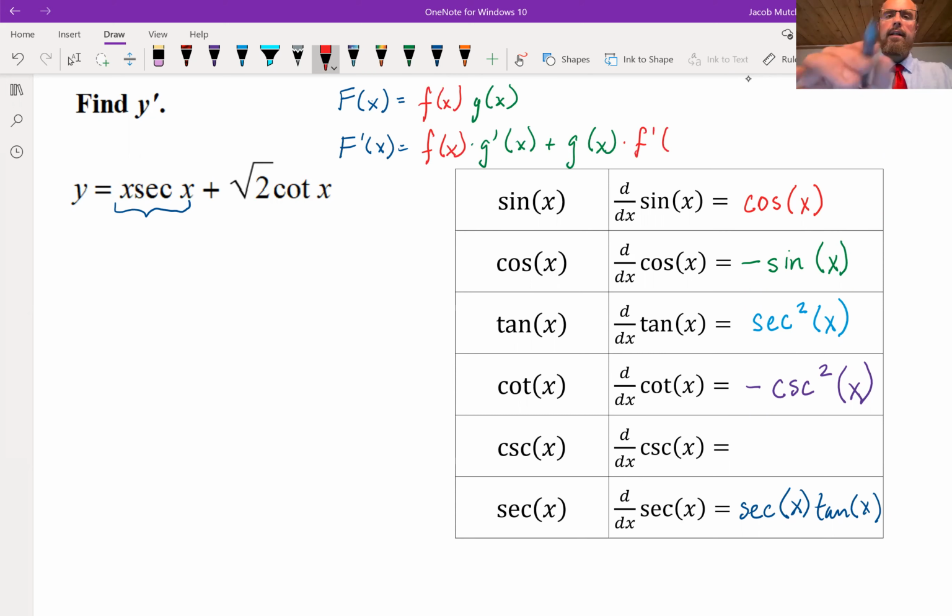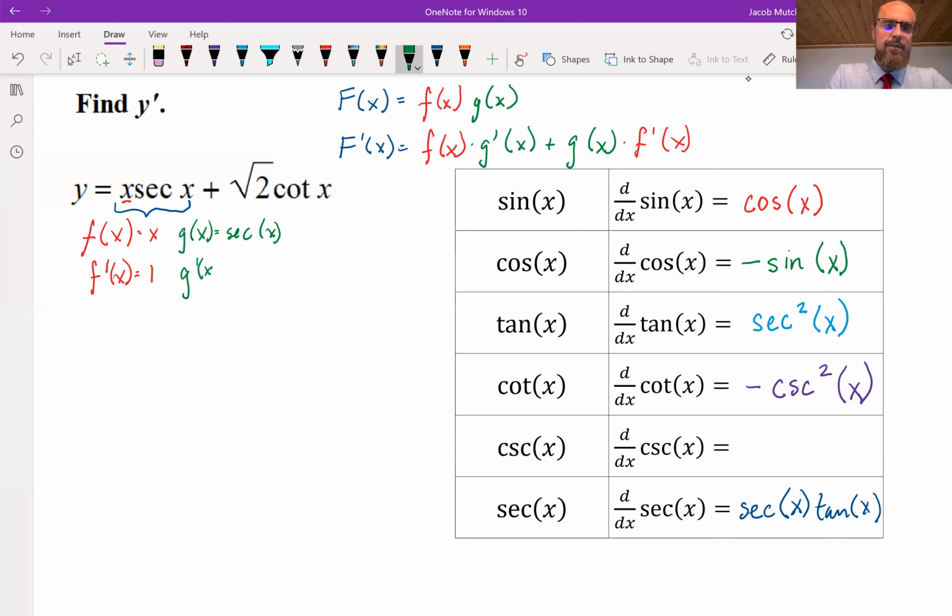Let's identify in that first term what's my f of x, what's my g of x. So this first factor x, that's my f of x, which means the derivative of f of x, derivative of the linear term, is going to be 1. Let's also identify g of x here. So g of x is secant of x, and the derivative that we just recorded in our table of secant of x is going to be secant of x times tangent of x.